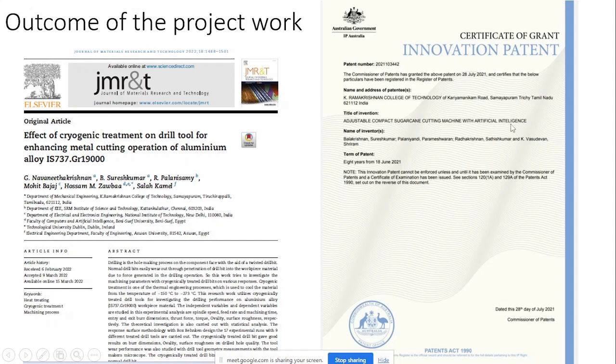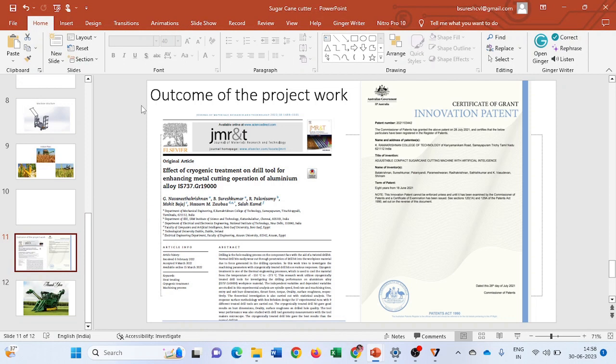I converted that machine into artificial intelligence. Likewise, we may produce products for starting my startup and I may also conduct my research work. You may conduct your research work also and publish your work as a paper. These are all the things you may perform with this design thinking concept in your final year project itself. Okay, I believe you may be aware of something about my presentation.